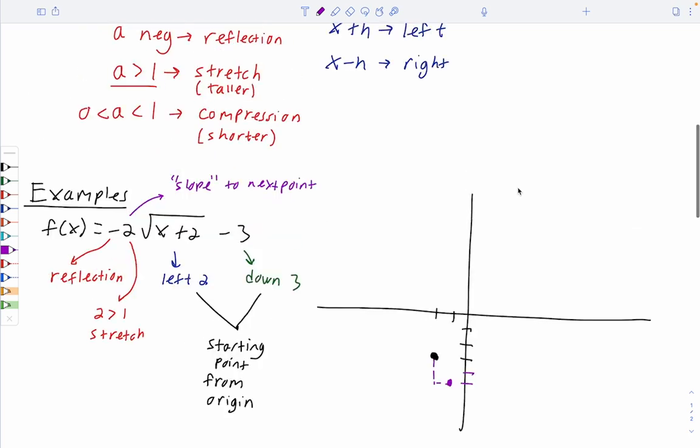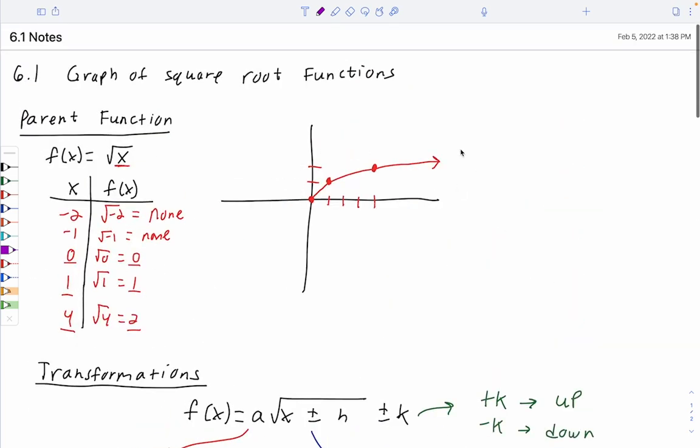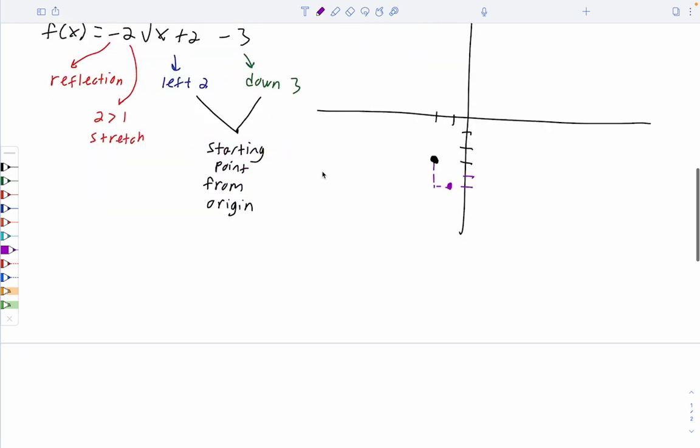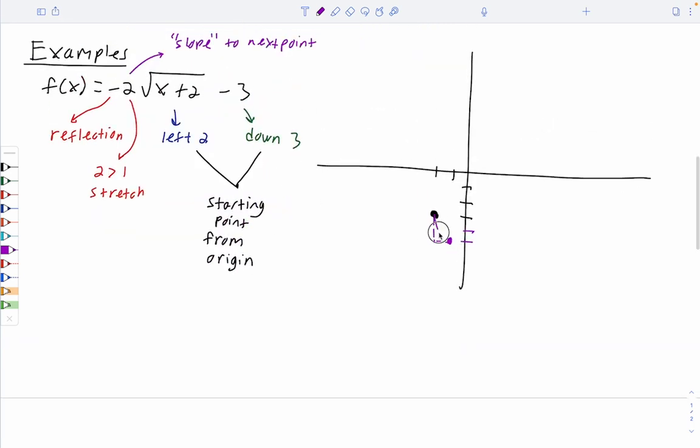And then from there, we should have a graph that has this basic shape, but it's been reflected. So it's got that basic shape, reflected is going to be like that. That's the basic idea of these graphs. It always goes from the starting point to the next point and then curves off to the side. So again, you use these two to find the starting point from the origin, and then you can use this a value as kind of like the slope to the next point, right?